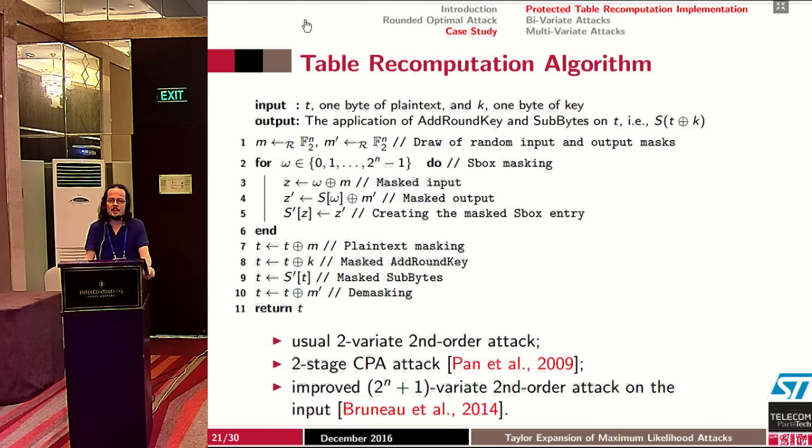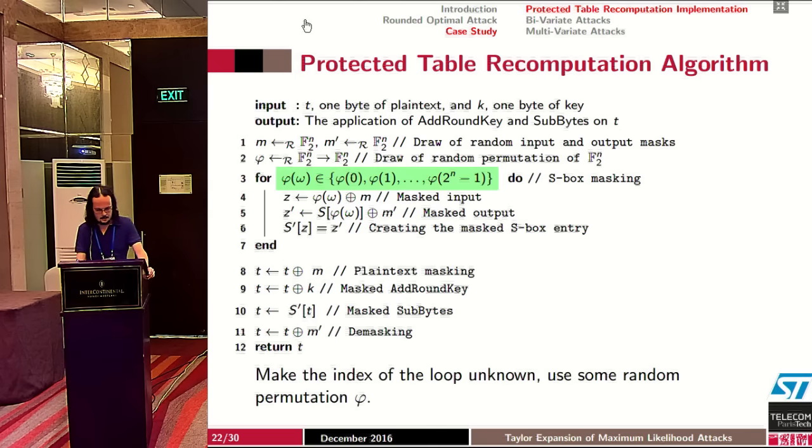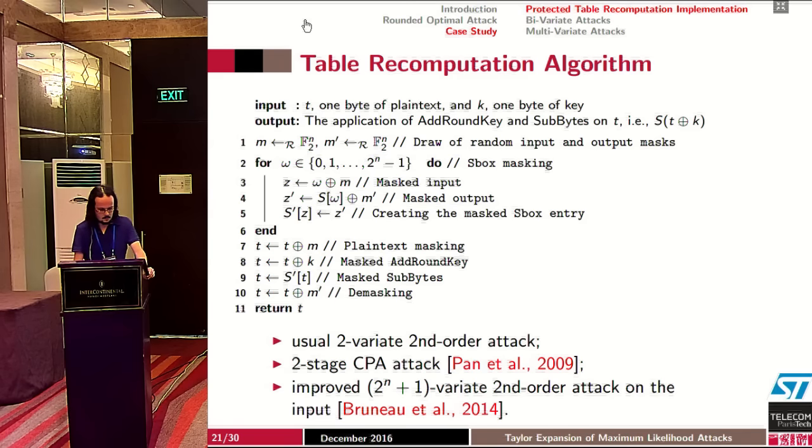This kind of algorithm can be defeated by a classical second-order attack. But it's known that better attacks will take into account the leakages of the table recomputation. A first example was given by Phan et al. in 2009, which recovered the mask by a first horizontal attack and then recovered the secret key by a vertical attack. But a better attack is to apply the maximum likelihood and take into account all the leakages of the table recomputation and the cipher at once.